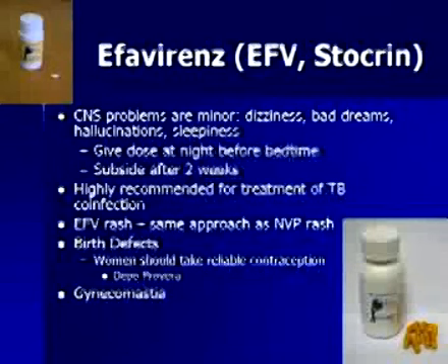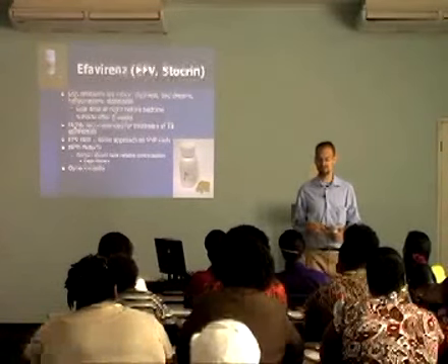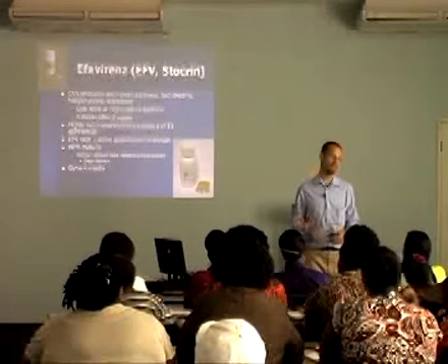Okay. Stocrin has certain side effects as well. It comes in one large capsule for adults and 2 different sized capsules for children. About half the people who take it have some sort of side effect, particularly in the first few doses. It can be minor, like dizziness or bad dreams, hallucinations. This is the main reason why we give it at night, because it can cause drowsiness, sleepiness, not feeling right. So if you give it soon before they go to bed, it's usually not a problem.